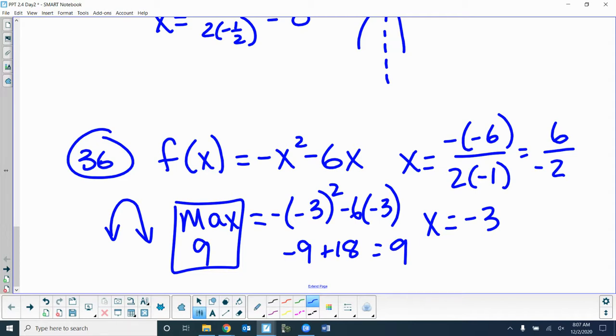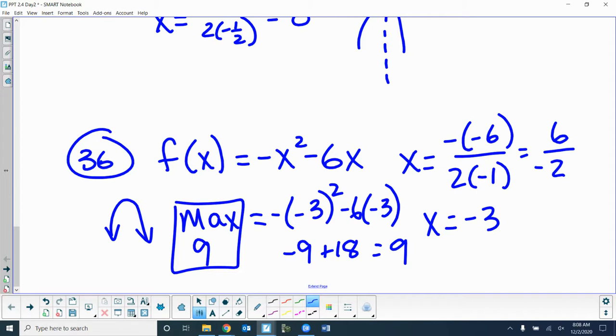And since there's no B value, okay, that means you put 0 in for the negative B, that gives you 0 for your axis of symmetry. So when you plug 0 into the problem, you're going to get negative 41 for your minimum value. Any questions on those three?